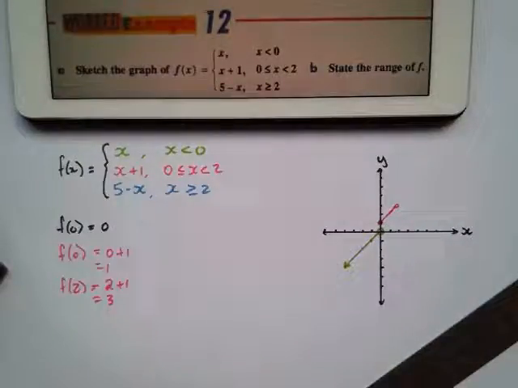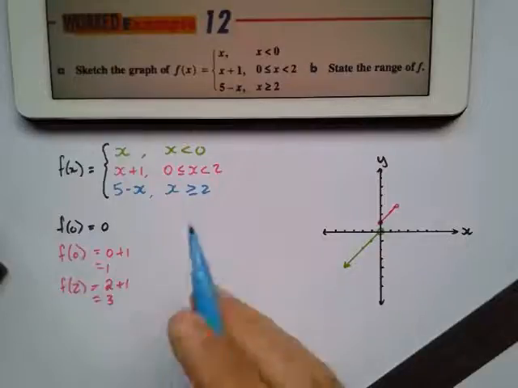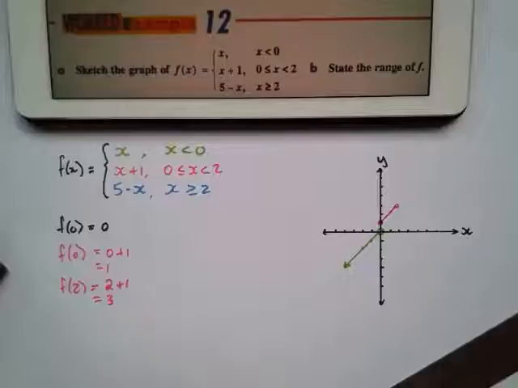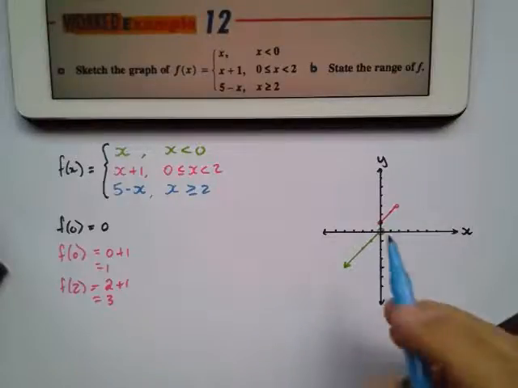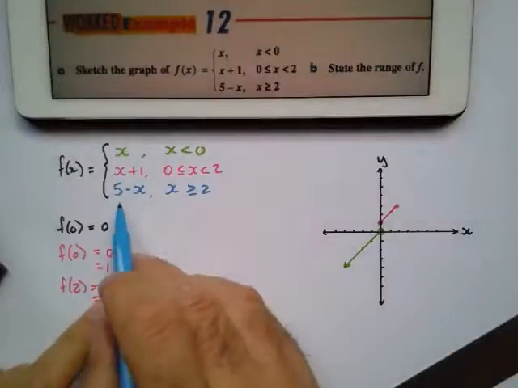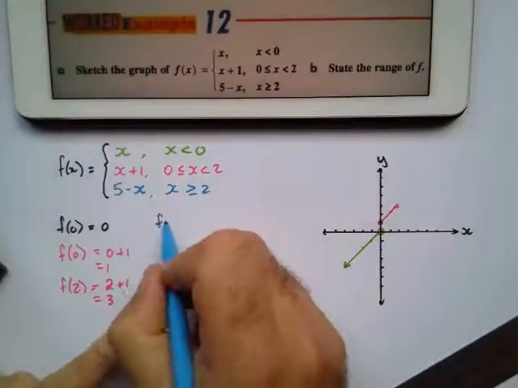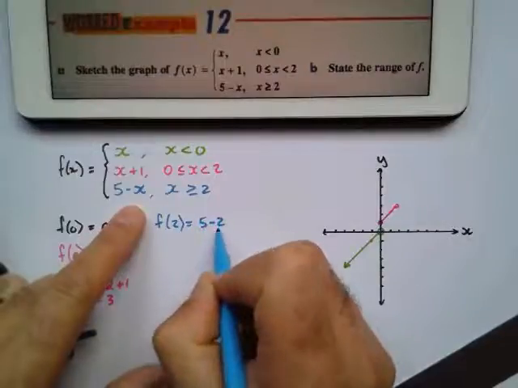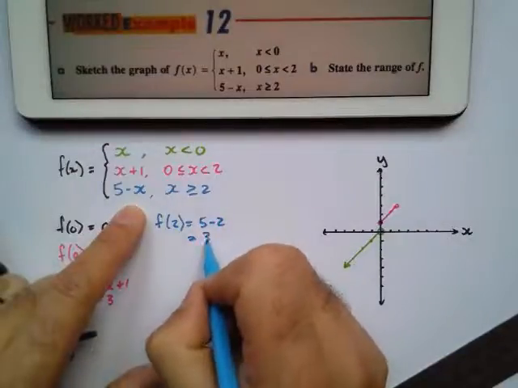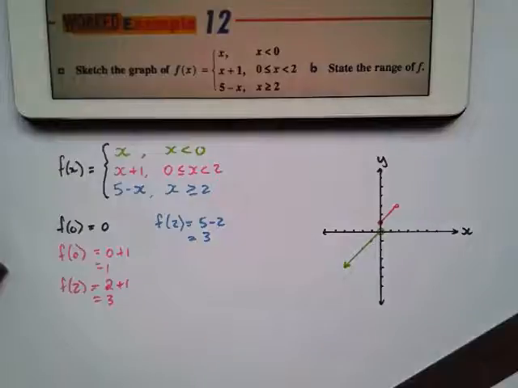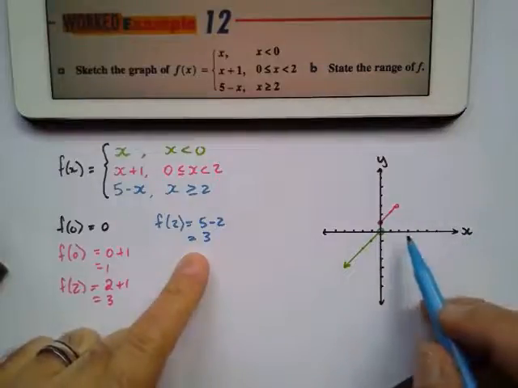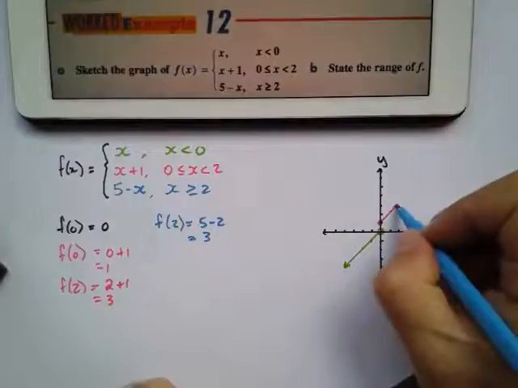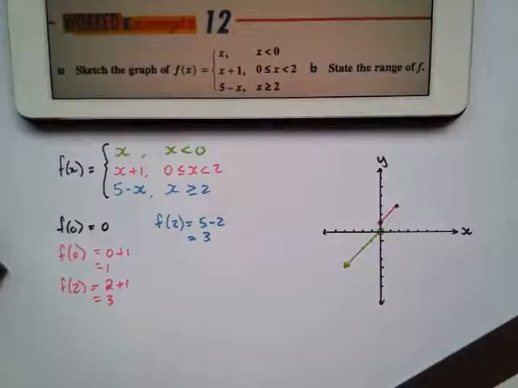What's happening then after that? What's happening between 2 and forever? To do that, I'm going to substitute 2 into this equation. So I'm going to say f at 2 equals 5 take 2, and that equals 3. Which means when x is 2, y is 3, it includes the point, so it's a dot. So it's going to be a dot in there.